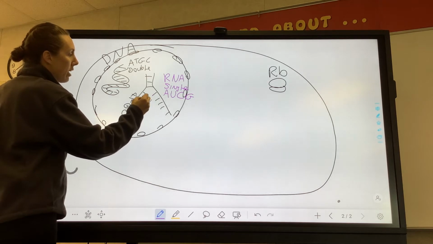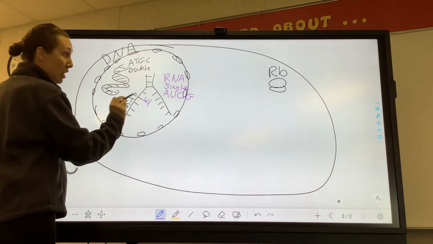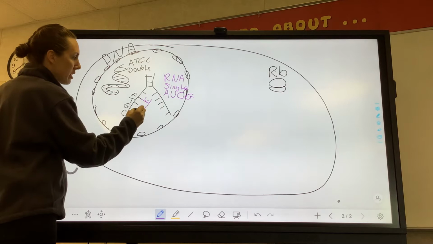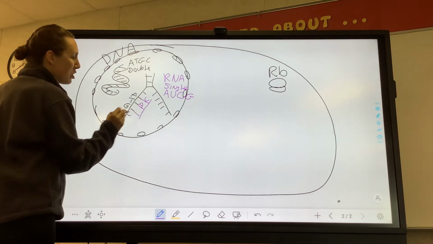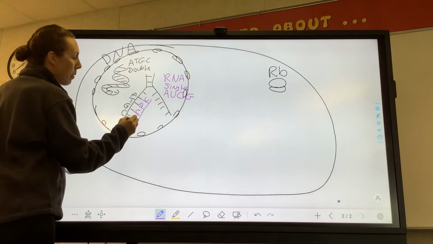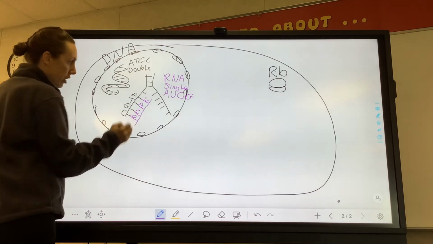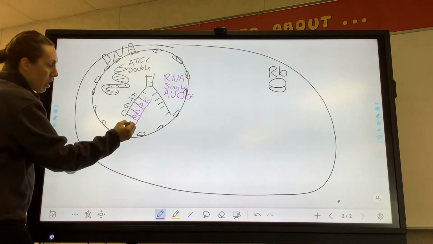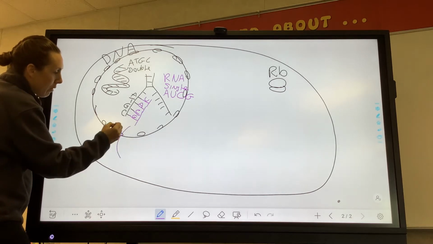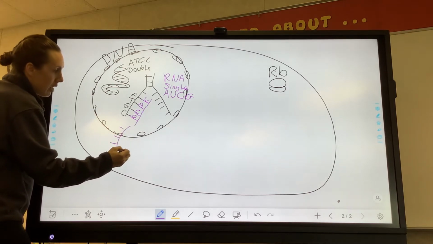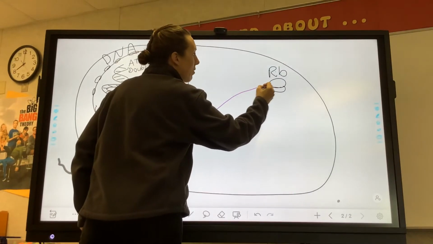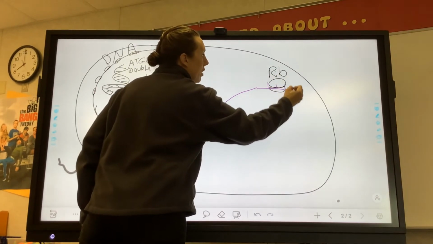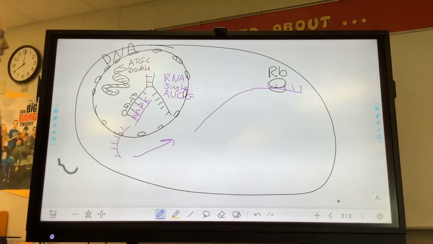What bonds with A? U. A to the U, apples under, good. What bonds with the T? A. A, good. What bonds with the G? C. What bonds with the C? G, good. So now this smaller sequence can fit out of the nucleus and find a ribosome all the way over here. And the ribosome reads it 3 bases at a time, okay?